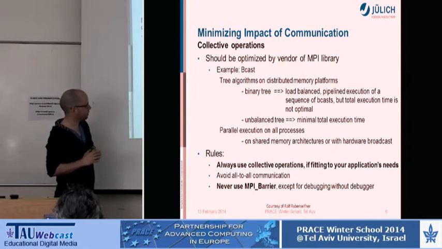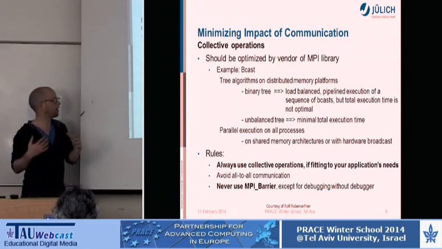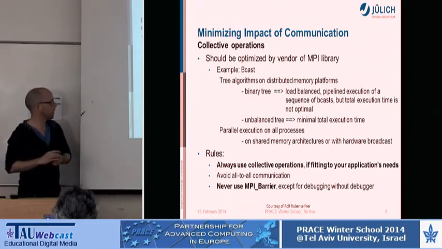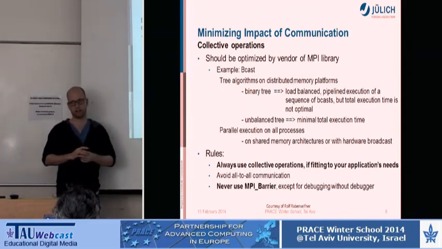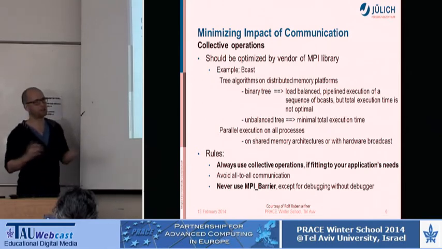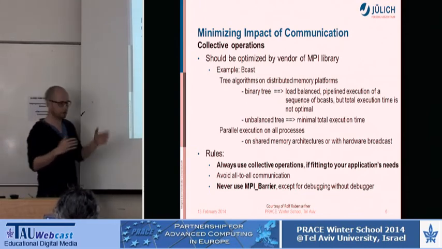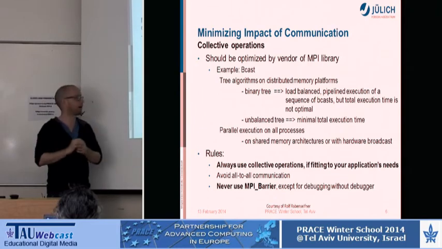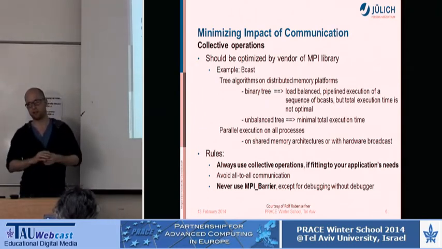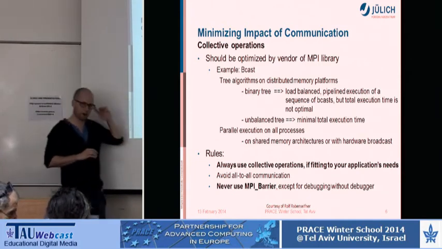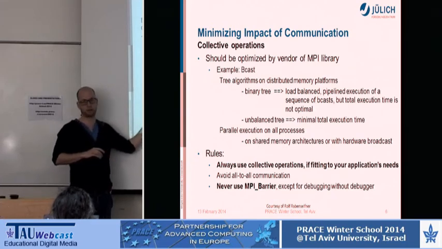So the rules generally are always use collective operations if it works for what you want to do, because that'll be the most efficient way to do it. Of course, you should always avoid all-to-all communication. It has a big overhead. I mean, they implement it efficiently, but if you need to use it, it's going to mean, especially when you're talking about PRACE resources at the large scale, if you have all-to-alls in your code, you're set for disaster. It's not going to work, right? So you need to figure out as much as you can how to avoid all-to-all communications.